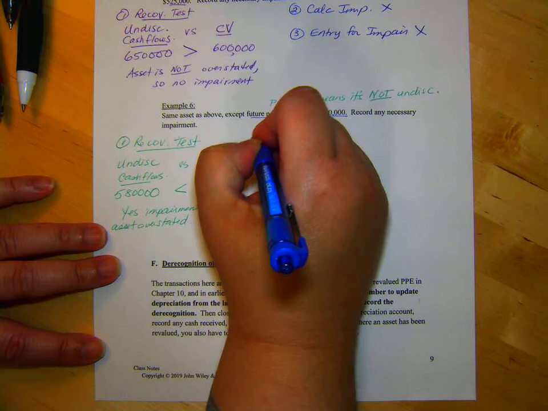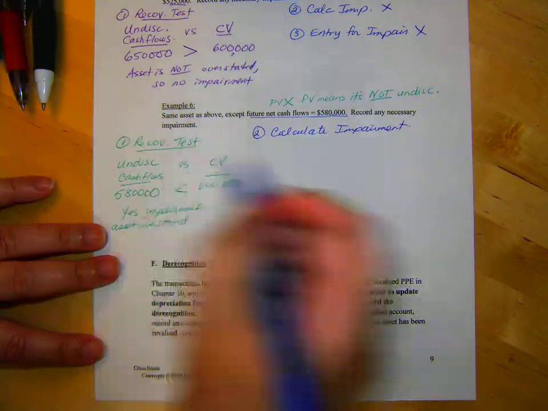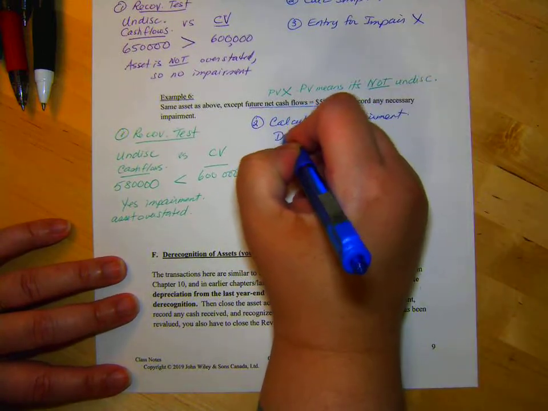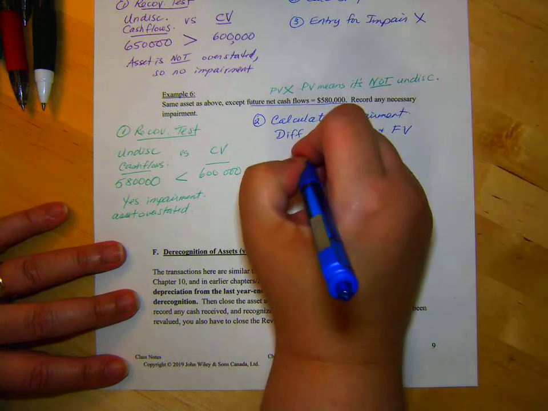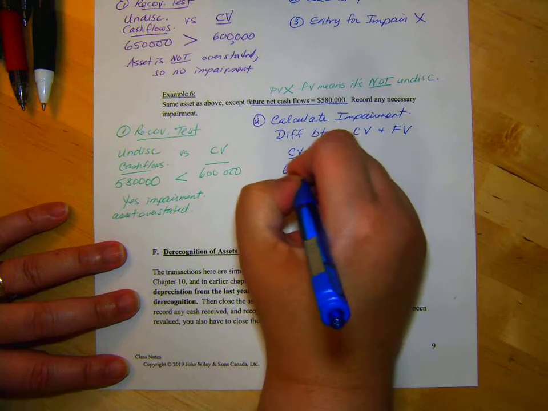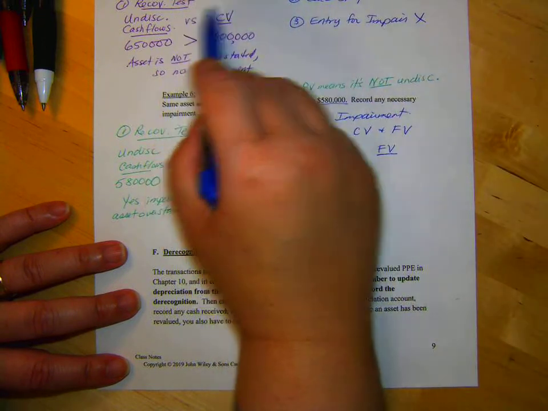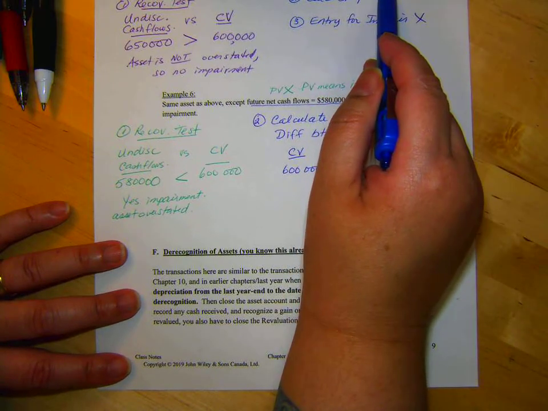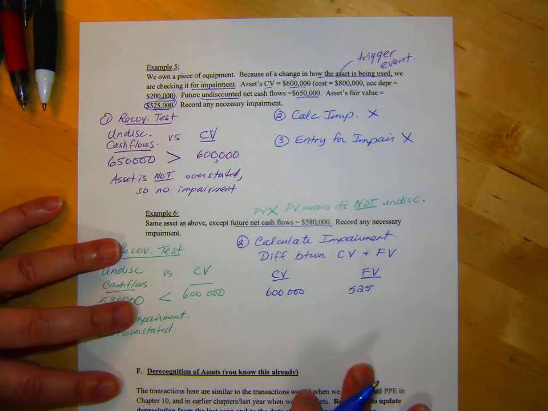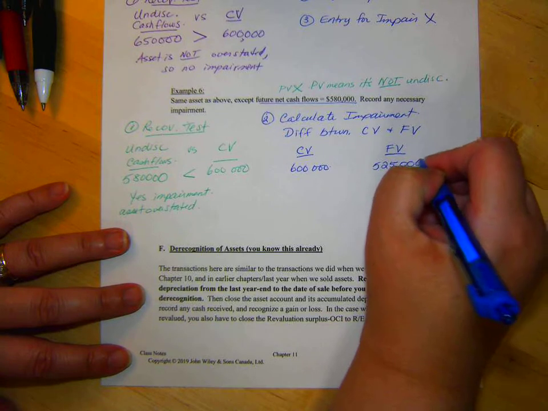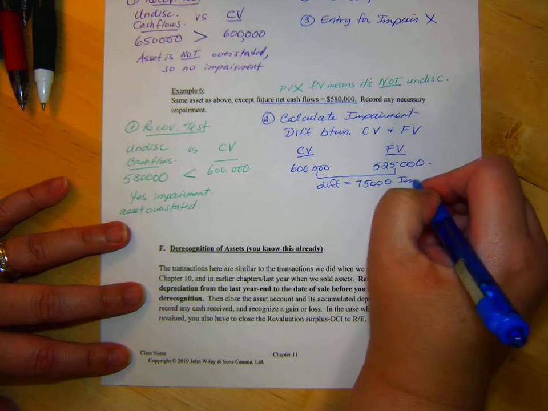So the second thing we're going to do is actually calculate impairment, and it's different than IFRS. So if you look on the last page, you want the difference between CV and FV. So our carrying value we know is 600,000. And the FV is up here somewhere. Asset's fair value is 525. Oh, you didn't see that. It's up here. Asset's fair value is 525. So that means you take the difference, 75,000, and that's the impairment.